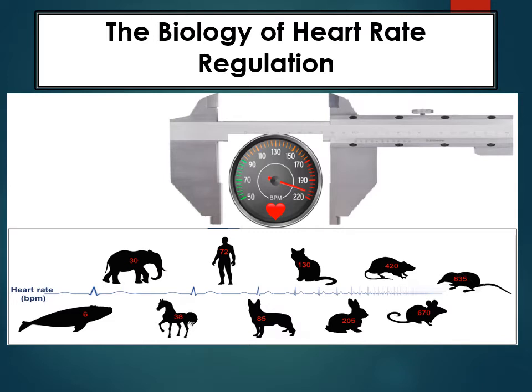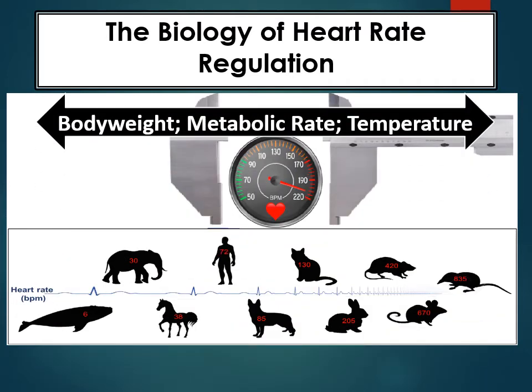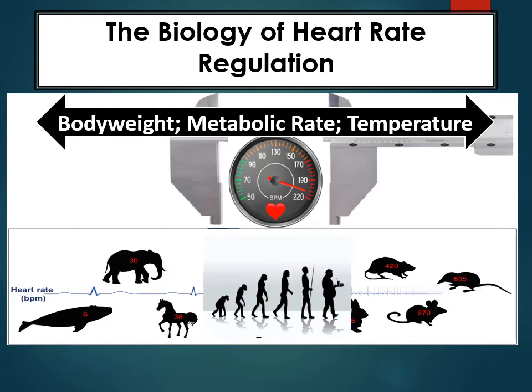Again, you can see this dominant role of the animal size on the biology of heart rate regulation that depends on body weight, metabolic rate, and temperature. On the other hand, there are big changes of our shape within the human biology.